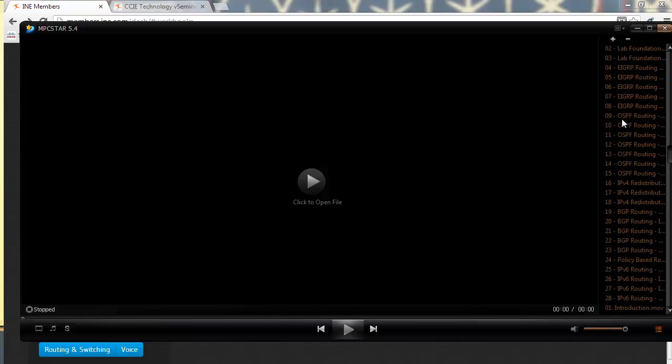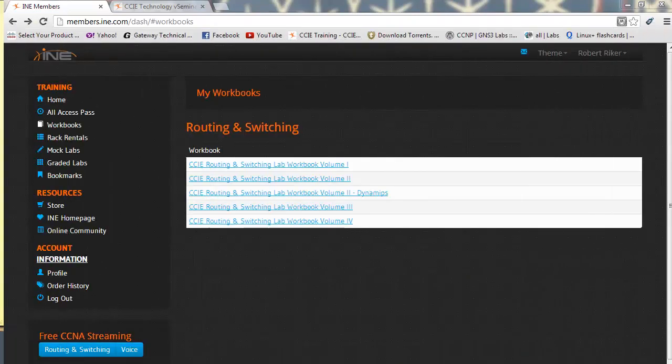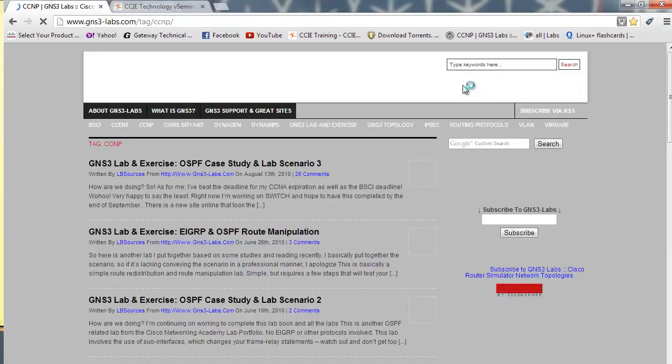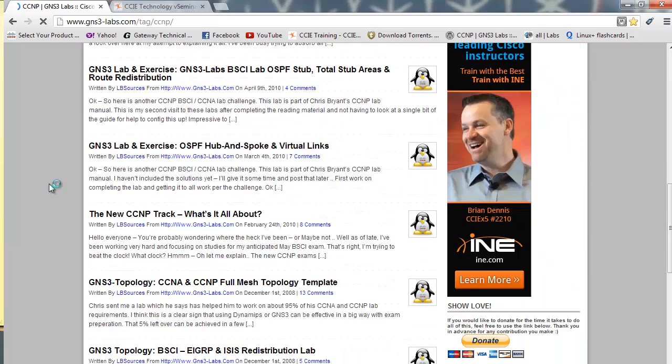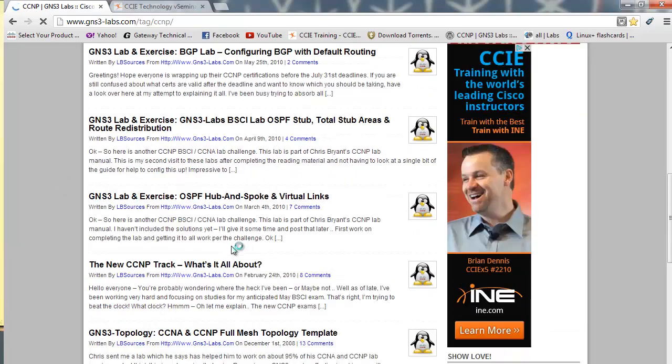I want to be dead set that I can go in there and configure the lab with whatever they do. Now, one of the things that I've also done is I've got CCNP Labs. These are all free, and that's Brian Dennis right there. It's actually where I bought my workbook series. I would recommend INE any day of the week.